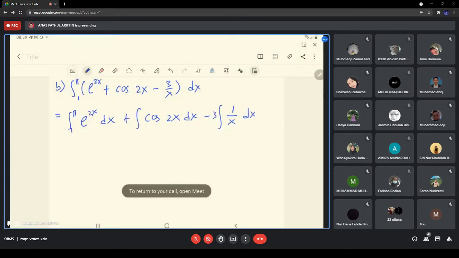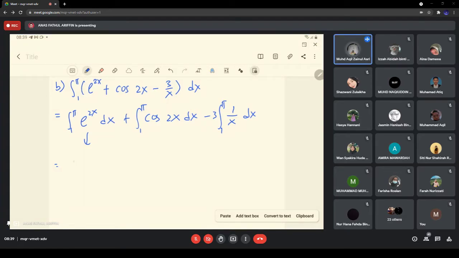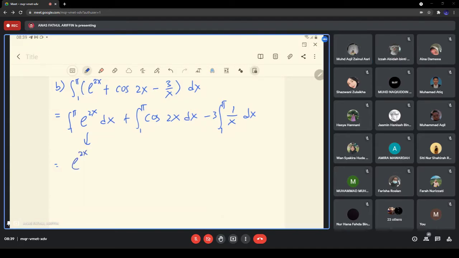Okay. So now we integrate. Okay, we integrate as usual. We integrate e power of 2x first. So e power of 2x, kita integrate dia dapat apa? E power of 2x over 2, and then kita letak dia punya limit dia from 1 to pi, and then plus.